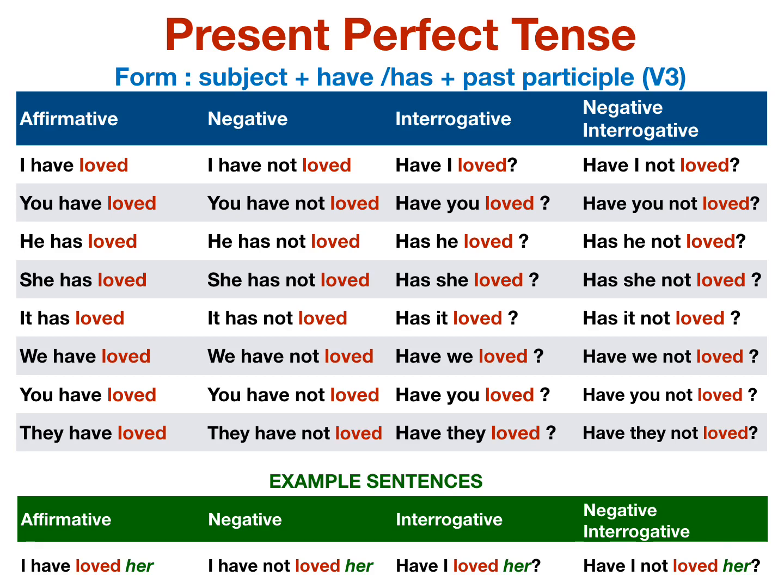Example sentences. I have loved her. I have not loved her. Have I loved her? Have I not loved her?